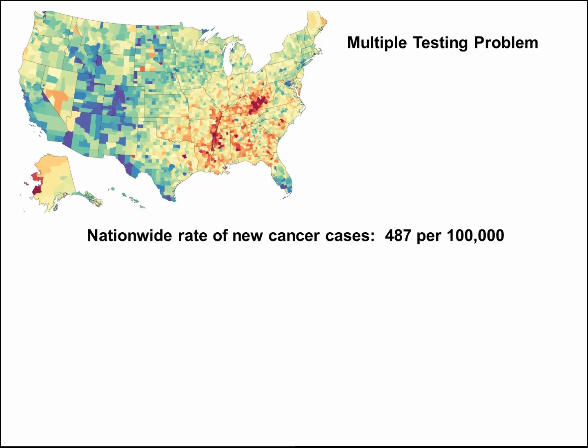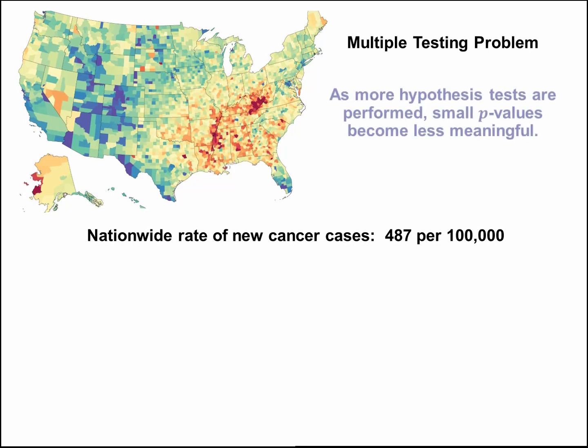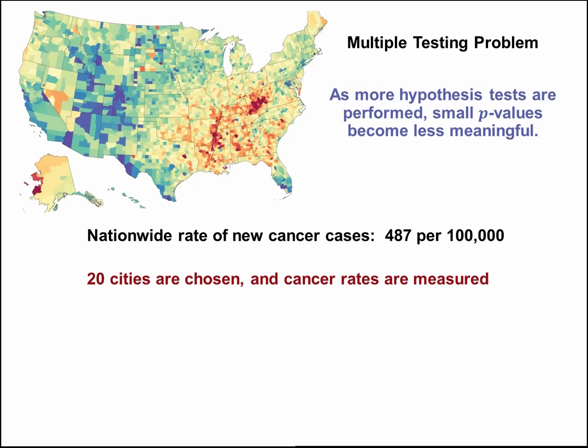The multiple testing problem is this. As more hypothesis tests are performed, small p-values become less meaningful. Let's suppose that 20 cities are chosen, and the cancer rates are measured in each. Because we are interested in determining the cities in which the rate is above the national average of 487, we perform in each city a test of the hypotheses. H0 is that mu equals 487, and H1 is that mu is greater than 487.